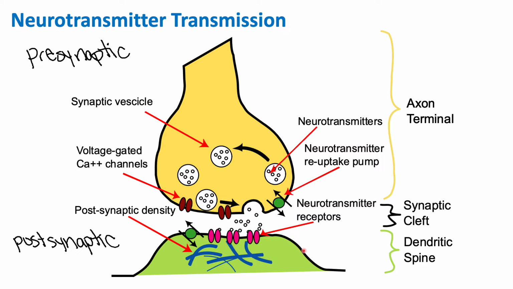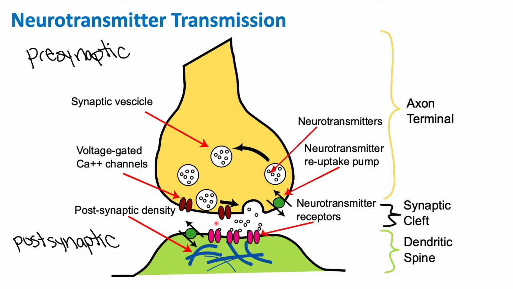Now, on the surface of the dendritic spine, or the dendrites, we have these receptors. So these are neurotransmitter receptors, which will receive the signal of the neurotransmitter. So the neurotransmitter binds to that receptor, and it causes some sort of a reaction in that second neuron.